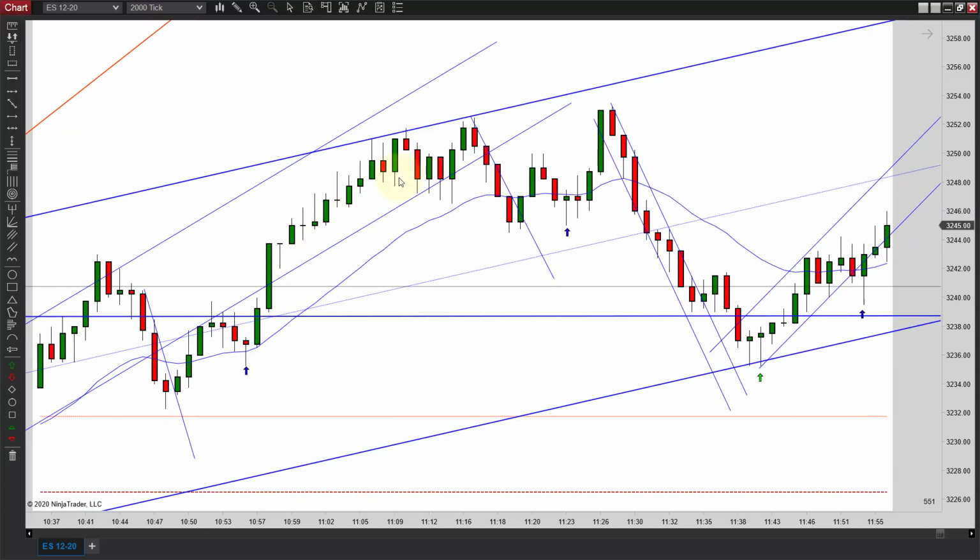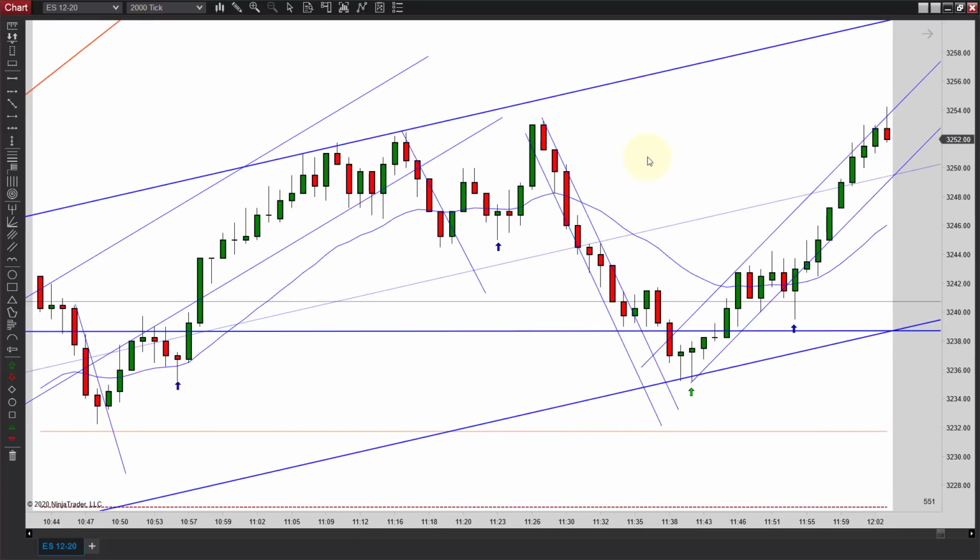It runs on up. And then we're just kind of working sideways again. But here's another repeat pattern. This is the exact same pattern as this right here. I mean, it comes back, you get the first entry, and then you get your second entry right there. Looks very similar to this pattern right here. I just go long right there just because it's a repeat pattern.